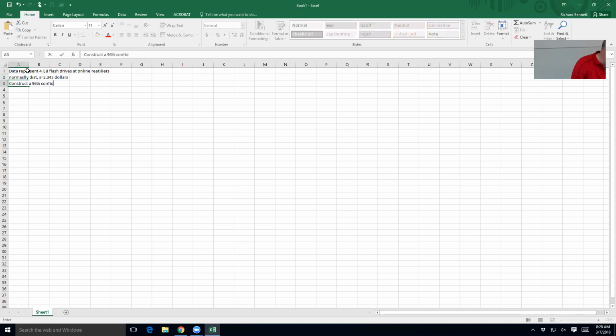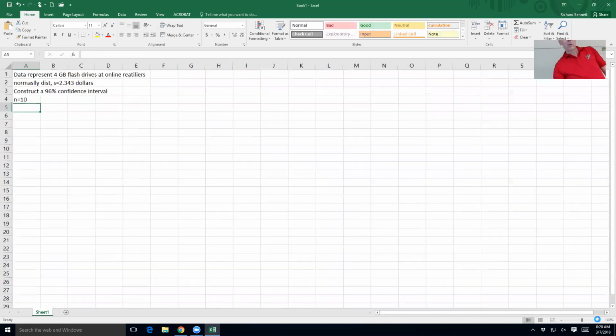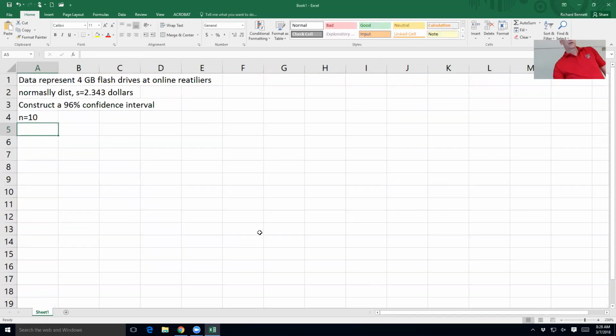Construct a 95% confidence interval. Do we need the raw data? No, we just need to know how many are up there. Yeah, so there's 2, 4, 6, 8, 10. So your n equals 10. A 95% confidence interval. So how do we do that?